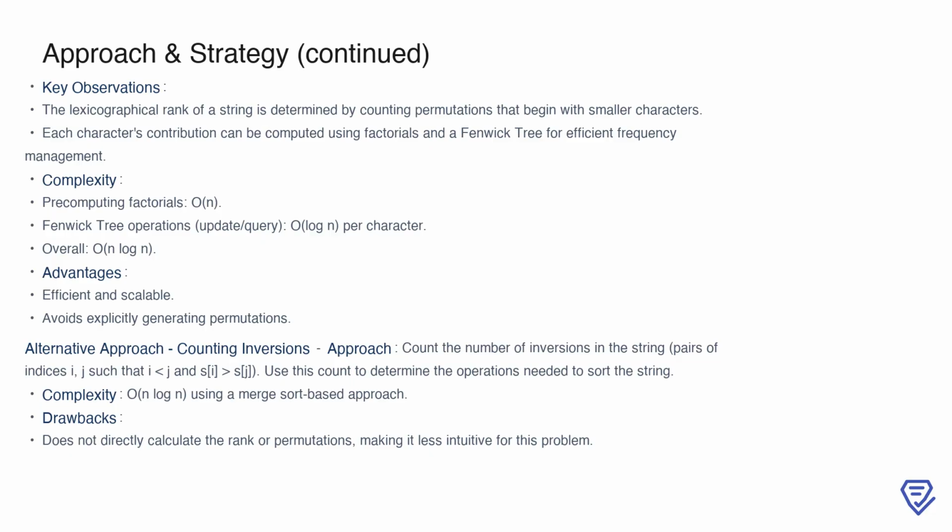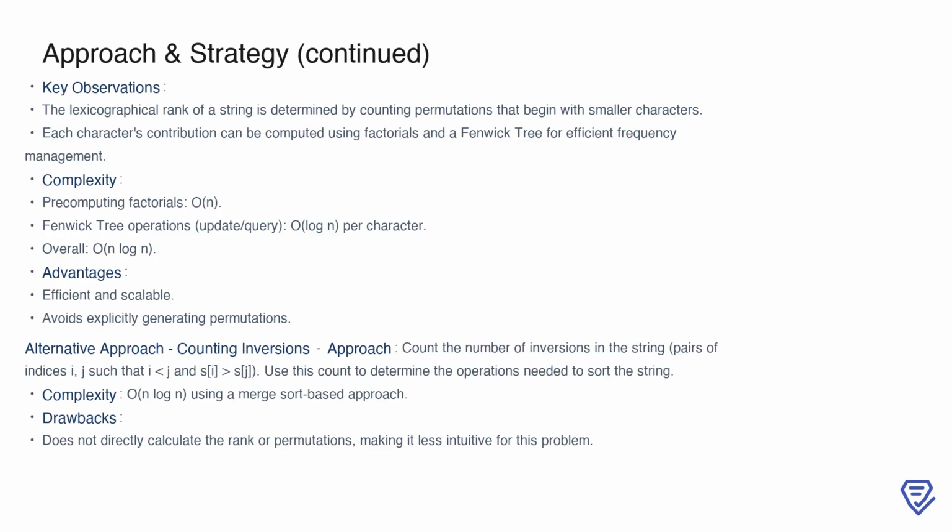As for the complexity, pre-computing factorials takes O(n), and each Fenwick tree operation, whether it's an update or a query, takes O(log n). Since we iterate through each character of the string, the overall complexity is O(n log n). This approach is not only efficient but also avoids the need to explicitly generate permutations, which is a significant advantage.